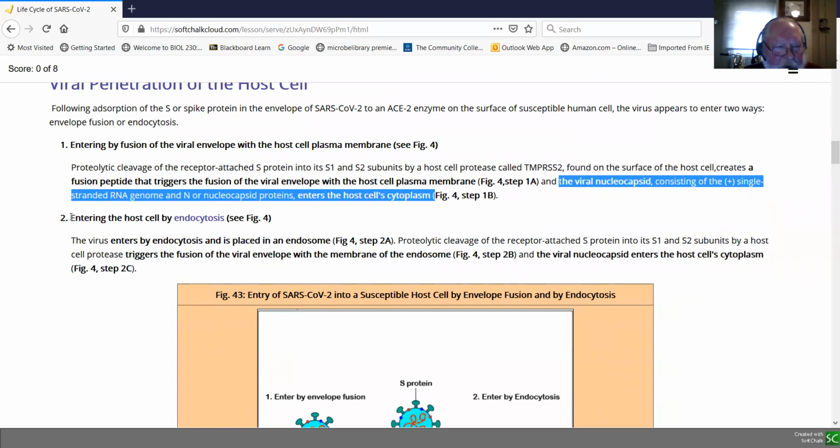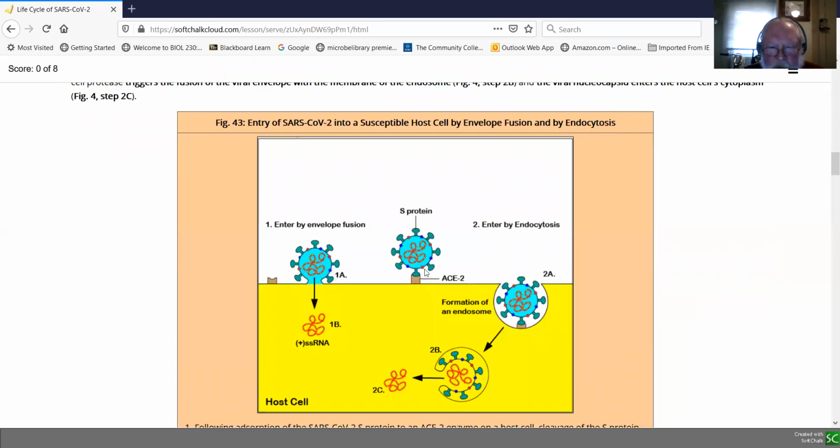And then the second way the virus enters is through endocytosis. So in this case, once the spike protein absorbs to the ACE2 on the human cell, the whole virus is engulfed, and that pinches off and places the whole virus in an endosome. And now the viral envelope fuses with the membrane of the endosome within the cytoplasm, dumping the nucleocapsid into the cytoplasm. So there we see viral penetration by envelope fusion, dumping in the nucleocapsid, or the entire virus being engulfed and placed in an endosome, and then the viral envelope fuses with the endosomal membrane, dumping the nucleocapsid into the cytoplasm.